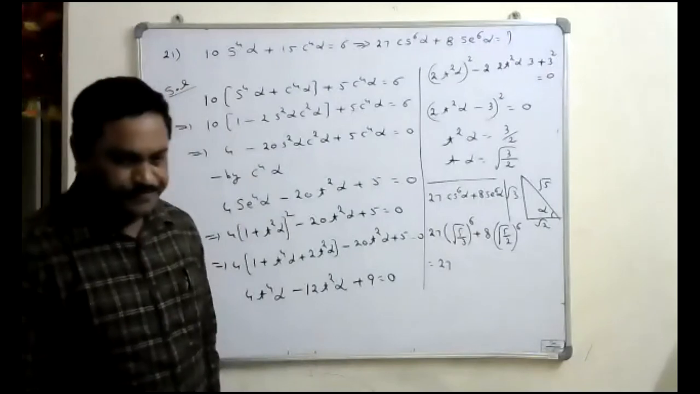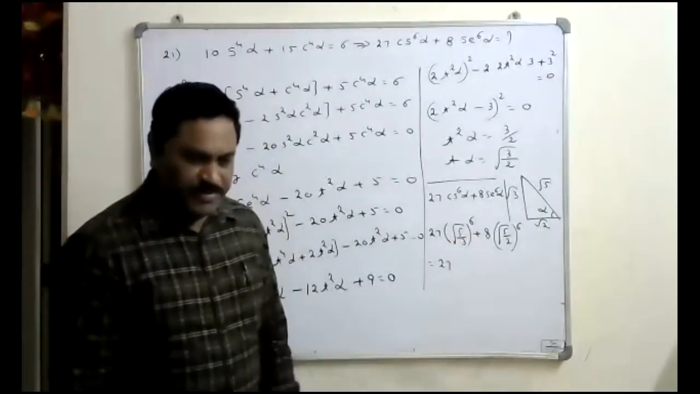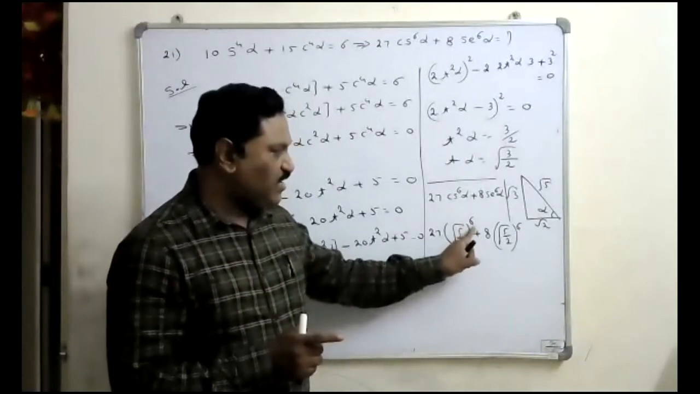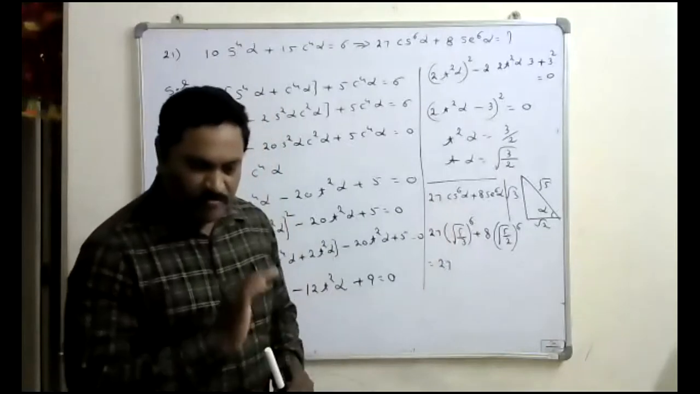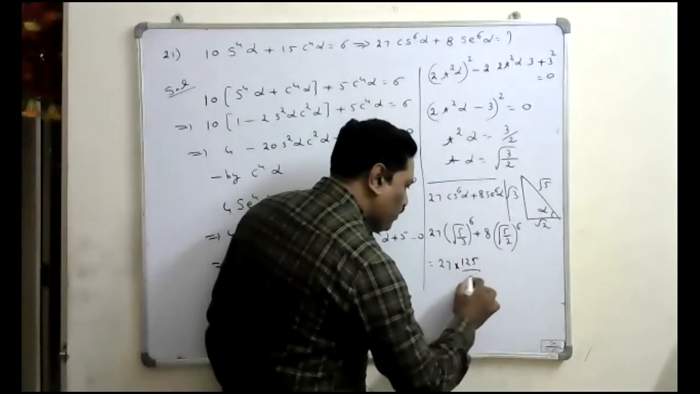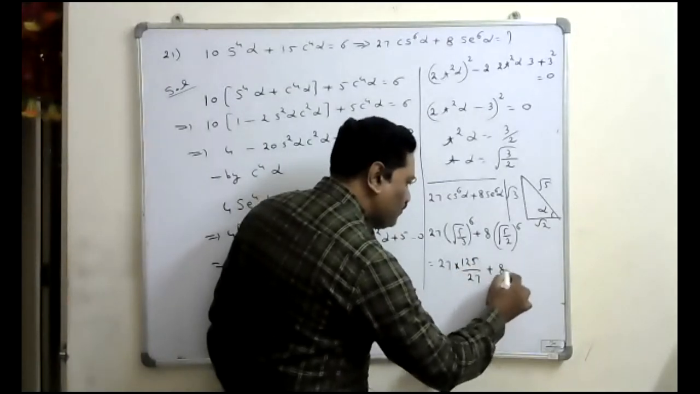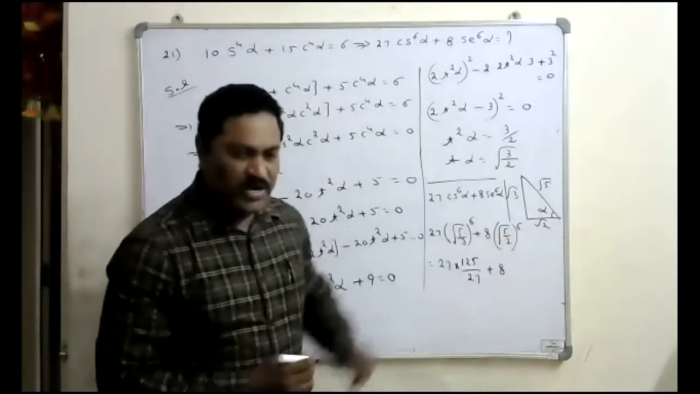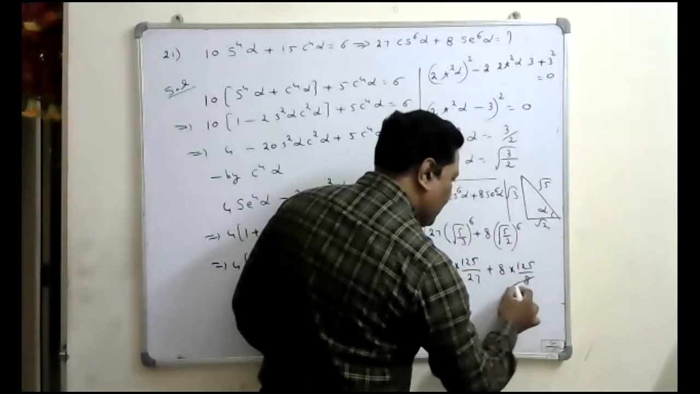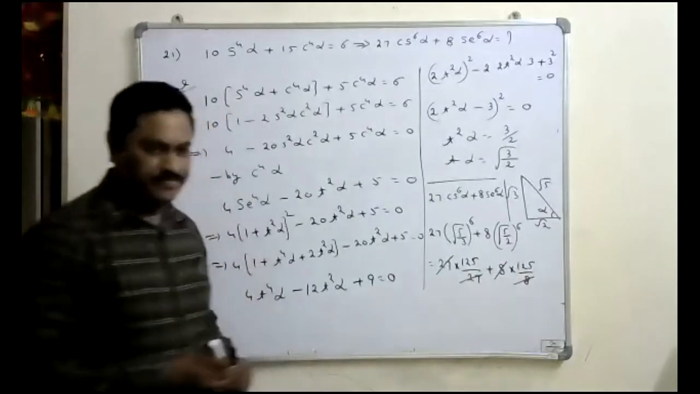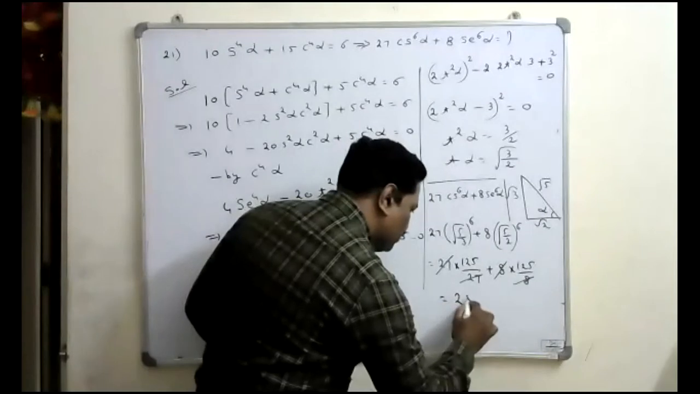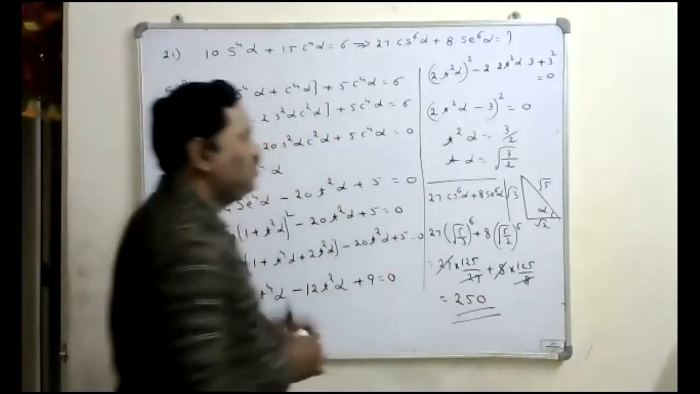root 5 by 3 whole power 6. How much is it? Root means power is 1 by 2, so 2 and 3 get cancelled here. That means we will get 5 by 3 whole cube. 5 cube, that is 125, upon 3 cube, which is 27, plus 8 times this is also 5 by 2 whole cube, 5 cube means 125 by 2 cube means 8. Here 8 gets cancelled, 27 gets cancelled. The remaining is 125 plus 125, that is 250. So that is the answer for it.